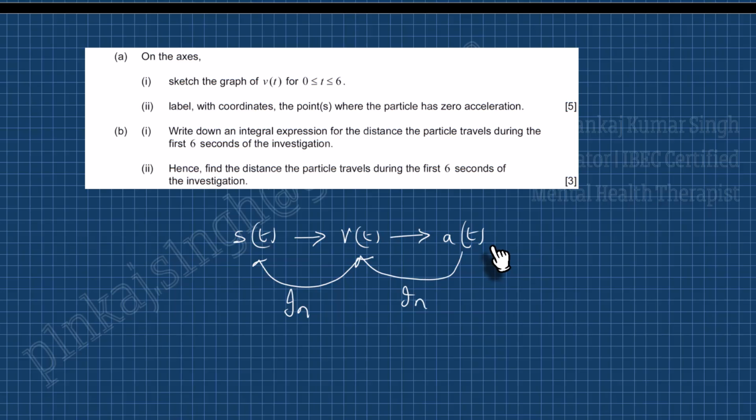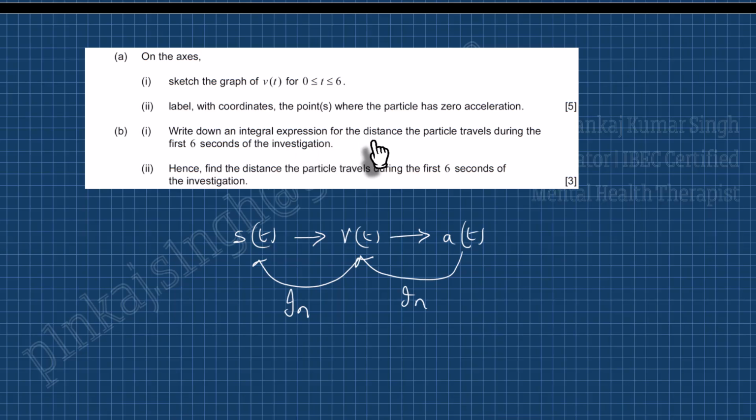So when he says that I need to find the coordinates of the points where the particle has zero acceleration, I'm looking at differentiating the velocity time equation, then looking at the acceleration and finding out where it is zero. We can do this either by differentiating the function manually, or by using the graph, or by just looking at the velocity equation itself.